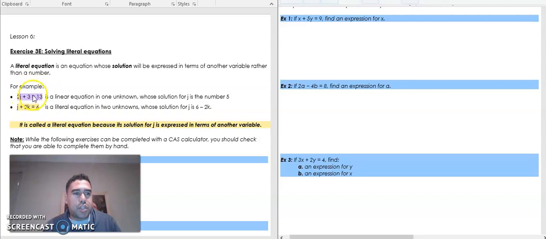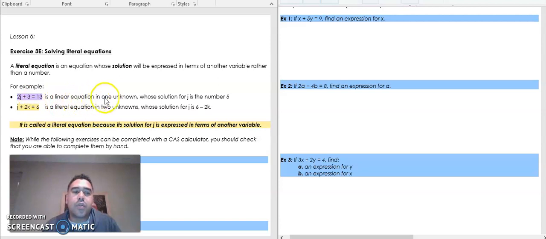We have 2j plus 3 is equal to 13. This is a linear equation, and in that there is one unknown. The solution for the letter j is the number 5, because we can just substitute the number 5 into here to get an actual answer of 13. 2 times 5 is 10, plus 3 is 13.